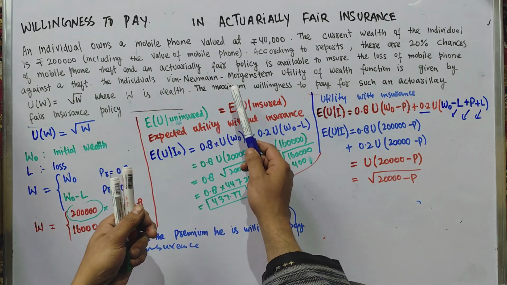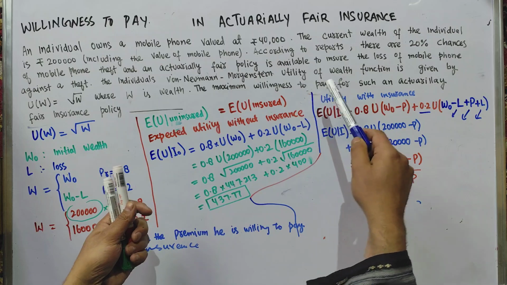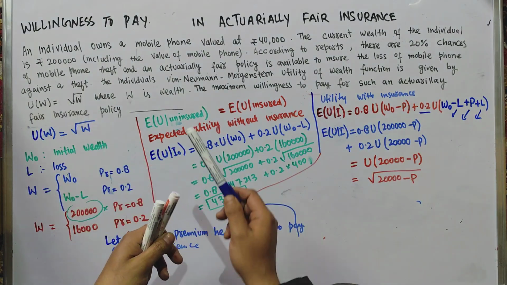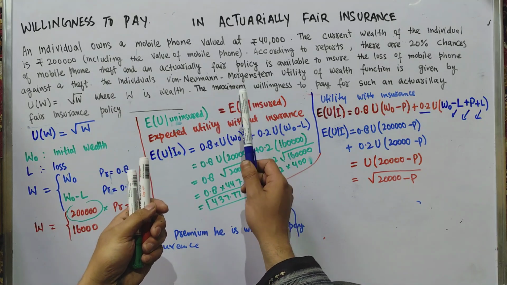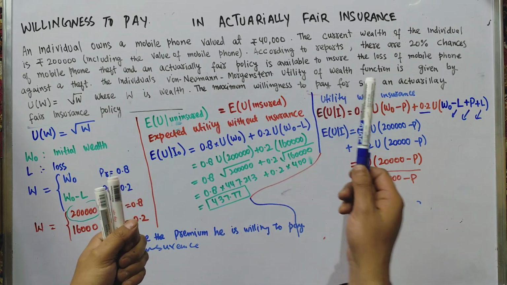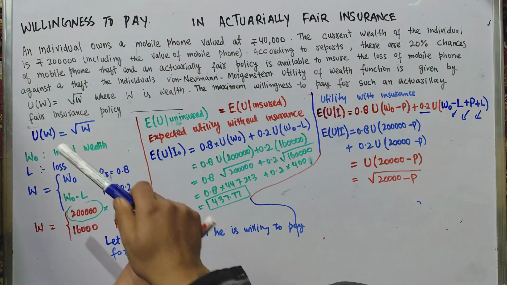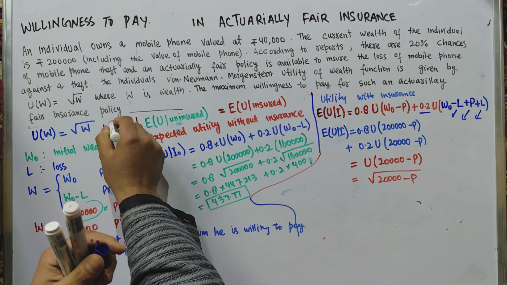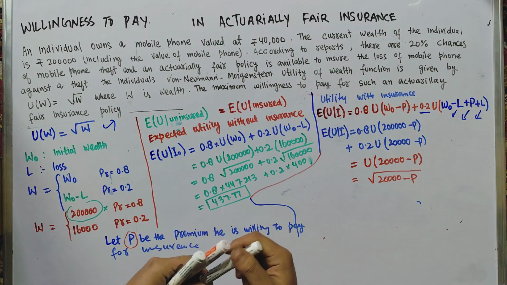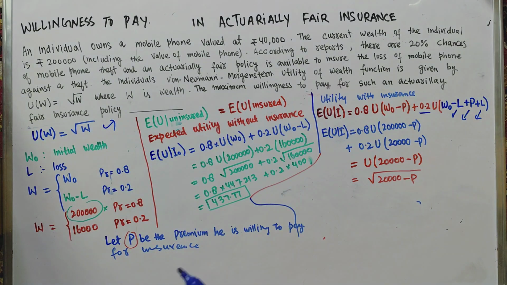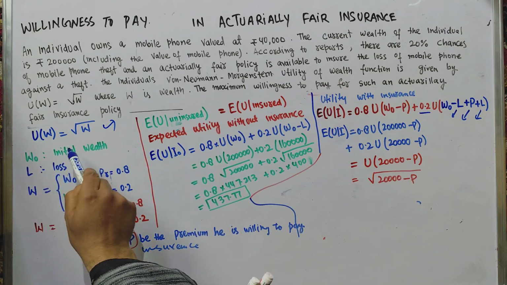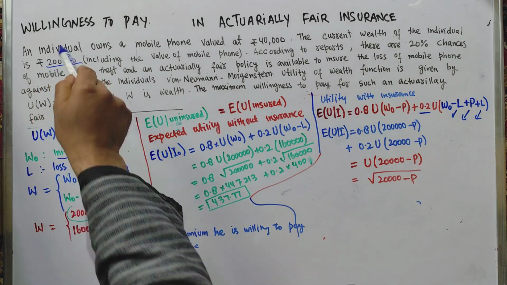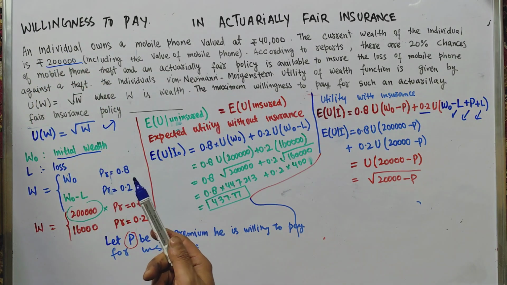The individual's Von Neumann-Morgenstern utility of wealth function is given by utility of wealth is equal to under root W, where W denotes the wealth. We have to find out the maximum willingness to pay for such an actuarially fair insurance policy. Given this utility function, let us denote W naught as the initial wealth. What is the initial wealth of the individual? That is equal to 2 lakh rupees here.